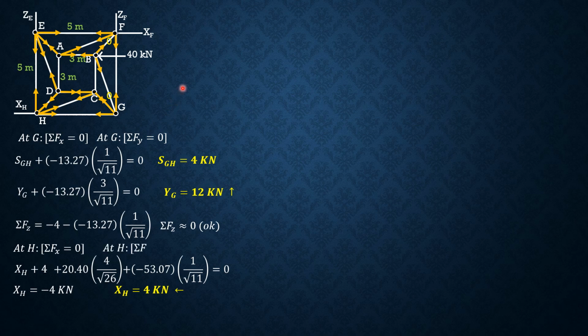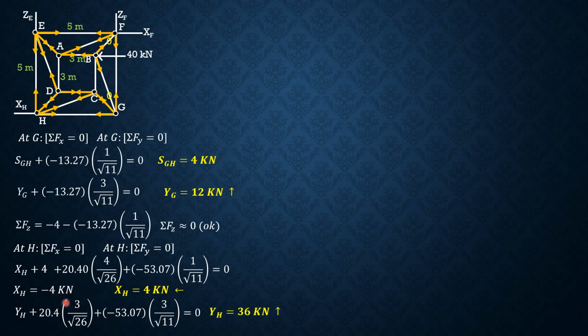Then summation forces Y at H equals 0, upward positive. So let's assume that the vertical reaction at H is upward, and upward forces are CH and DH. So YH plus CH, 20.4 times 3 over square root of 26, plus DH, negative 53.07 times 3 over square root of 11 equals 0. So YH is 36 kilonewtons.